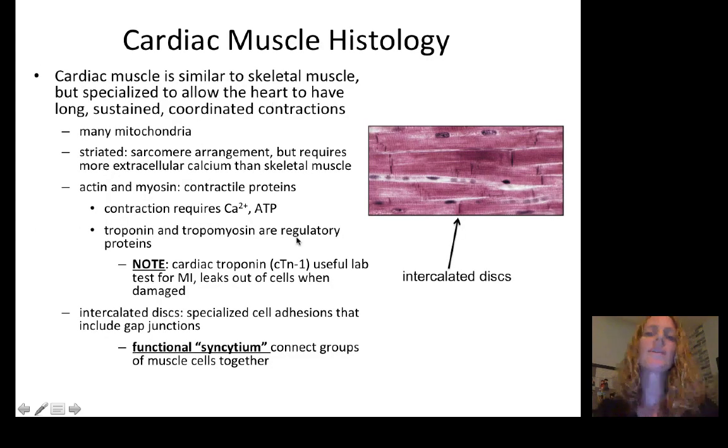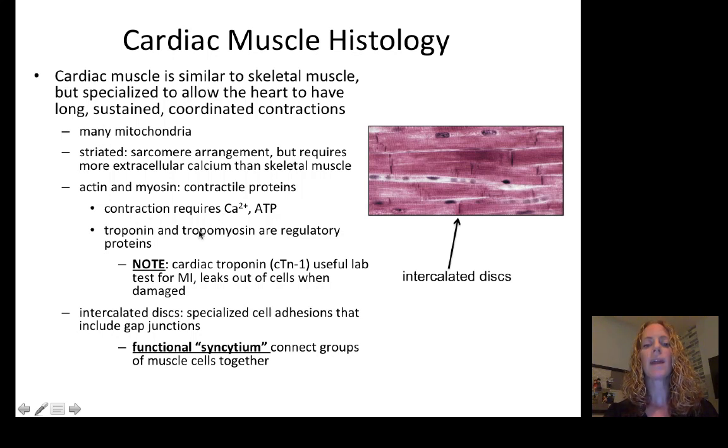Cardiac muscle is similar to skeletal muscle, but it's specialized to allow the heart to have long, sustained, and coordinated contractions. Just like skeletal muscle, it has many mitochondria, and it is striated, meaning that it has a sarcomere arrangement to its actin and myosin proteins. These are the contractile proteins within the muscle cells. Heart, however, requires much more extracellular calcium than skeletal muscle, and we'll talk about this when we get into the physiology of the heart. Actin and myosin are the contractile proteins, and they require calcium and ATP.